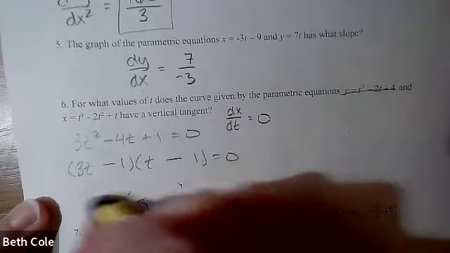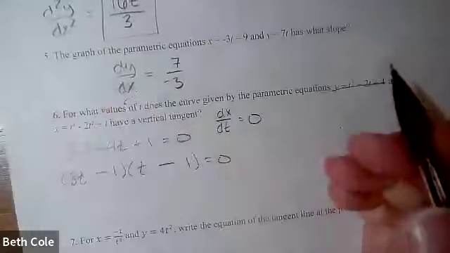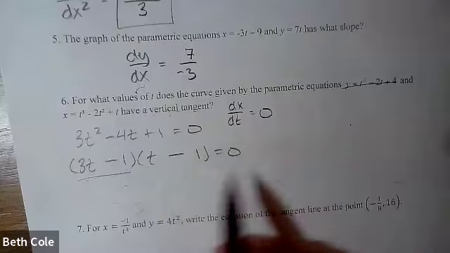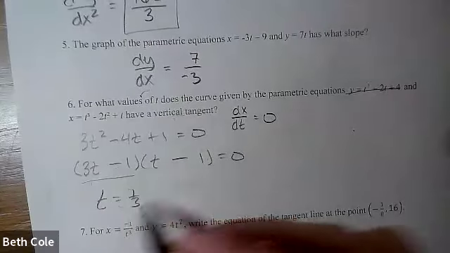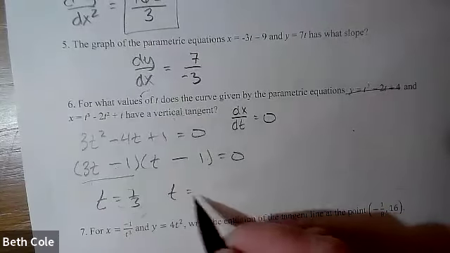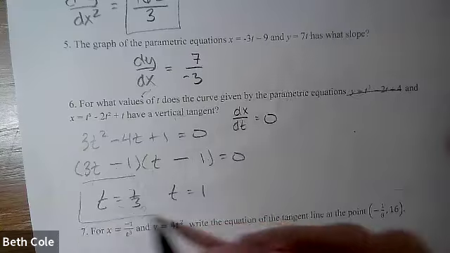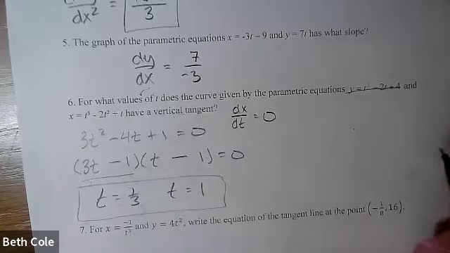And so we're going to actually get 2 answers for this. If you set this factor equal to 0, you're going to get 1/3. And if you set this factor equal to 0, you're going to get 1. Now, neither of these came out negative, but if they had, you still get to keep them.